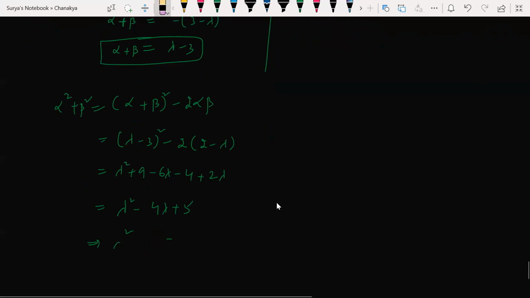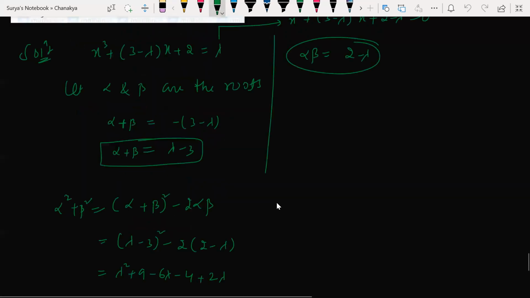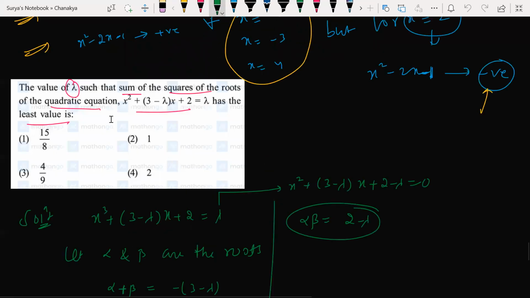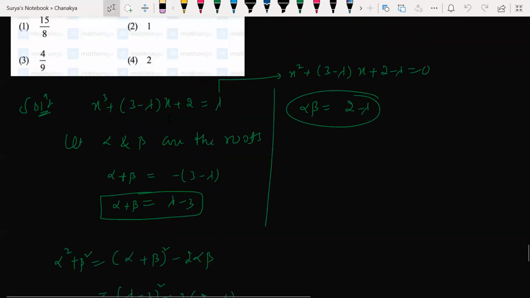Now, what is the lambda value going to be? Tell me the answer. So I can write this as lambda square minus 4 lambda plus 4 plus 1, correct? So now lambda minus 2 whole square plus 1. This can be written as lambda minus 2 whole square plus 1. He is asking for what? The value of lambda such that the sum of the squares of the roots of the quadratic equation has the least value. What is the least value?